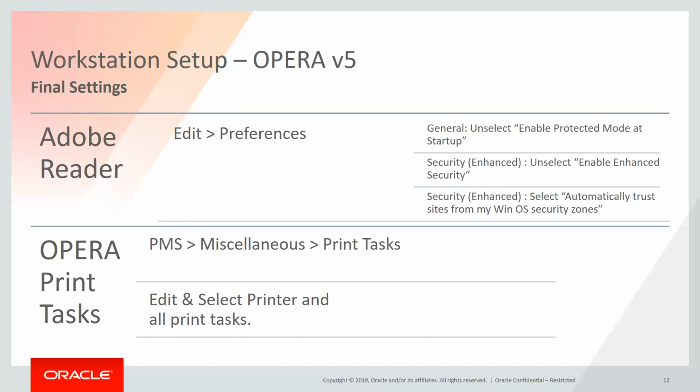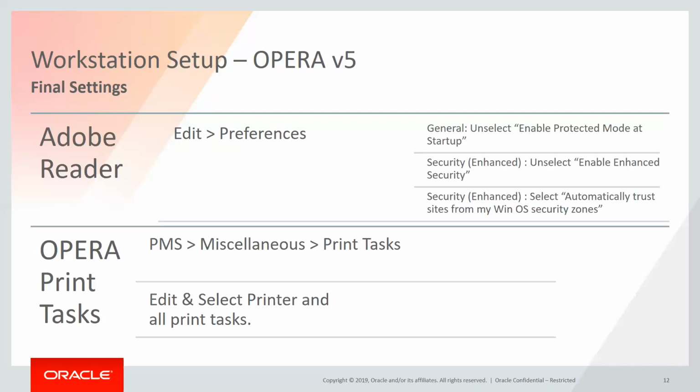In the General tab, we must unselect Enable Protected Mode at startup. And on the Security (Enhanced) tab, we must unselect Enable Enhanced Security, and we must select Automatically trust sites from my Windows OS security zones. These settings in Adobe Reader will make it possible for you to preview reports from Opera.